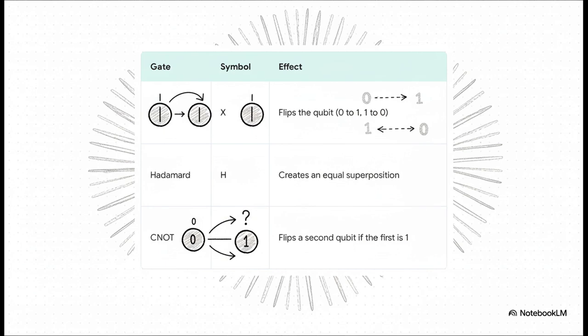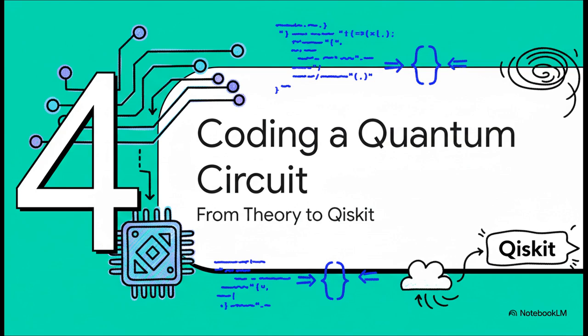If it's a 1, then flip the second qubit. This creates this spooky, powerful connection called entanglement, which is the second quantum superpower. And what's so cool about all this is that it's not just chalkboards in theory anymore.